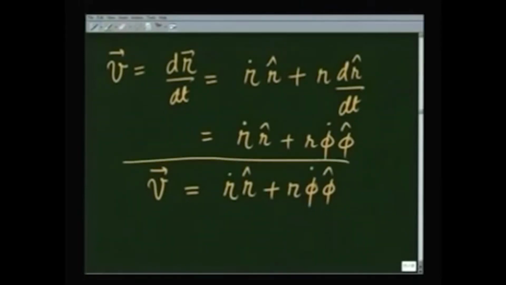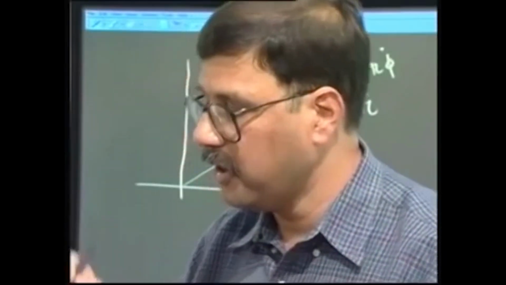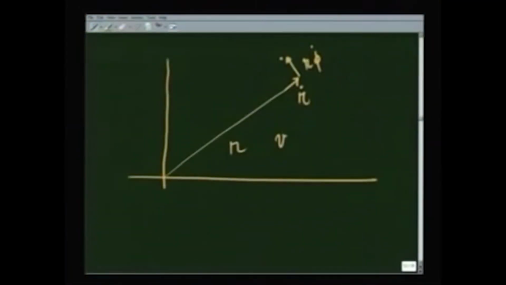Let us look at it geometrically. So, a particle is moving around at a distance r. As it moves to its new position, it has moved this way at a rate of r dot, and it has moved this way at the rate of r phi dot. So, its net velocity is a combination of r dot in r direction plus r phi dot in phi direction.